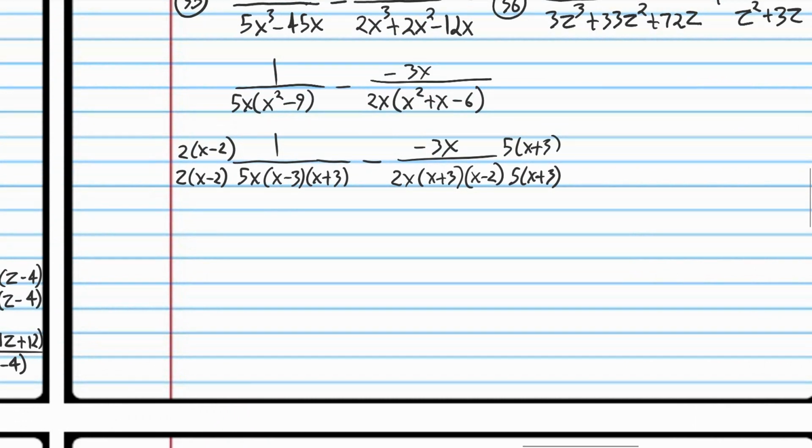Whoops, that shouldn't be x plus 3. That should be x minus 3, sorry. 5x minus 3. So we're going to multiply both sides by 5x minus 3. And I think that's going to be it.